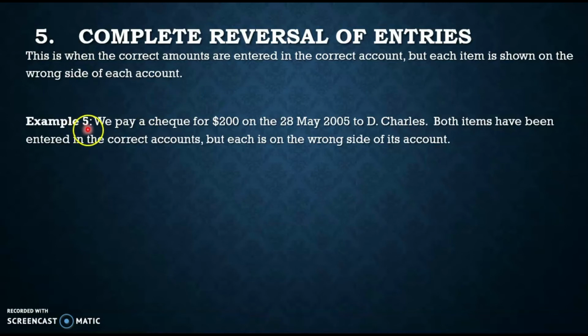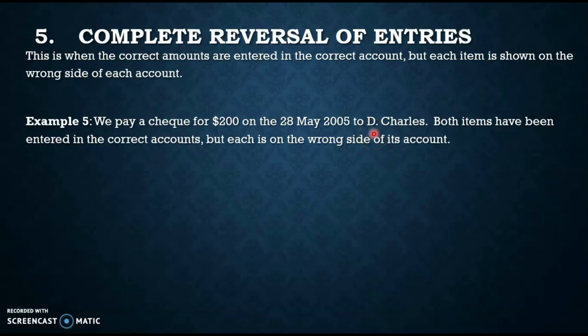All right. So for example, we paid a check of $200 on the 28th of May 2005 to D. Clark. So we made a payment. If we use a check, it means that our bank account would have been affected. It would decrease because we're paying. So that should have been on the credit side. And we're paying D. Charles, who is a creditor. Therefore, when you're paying your creditor, it is decreasing the liability, how much you owe the creditor. So it should have been debited. So bank should have been credited and the creditor should have been debited.